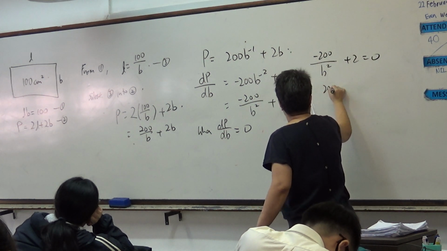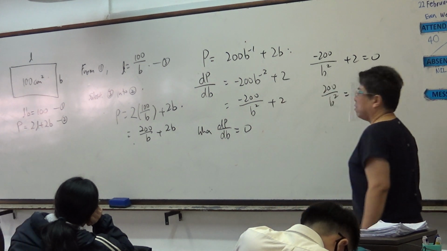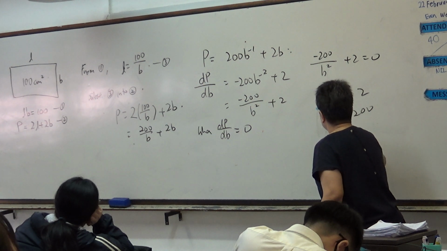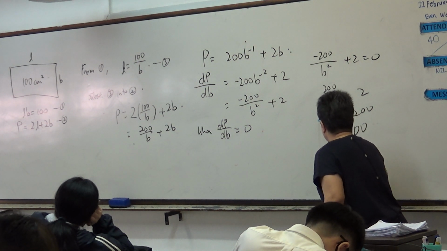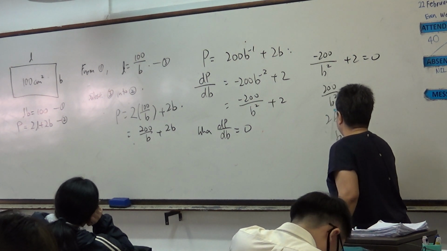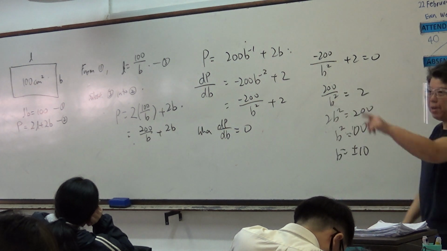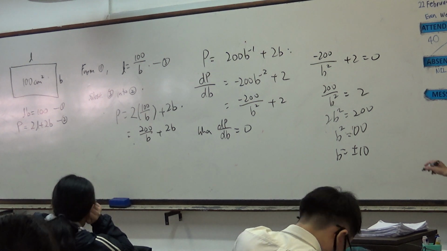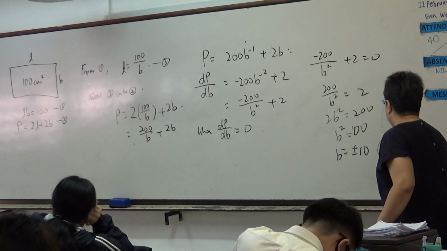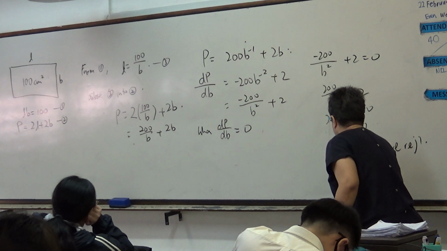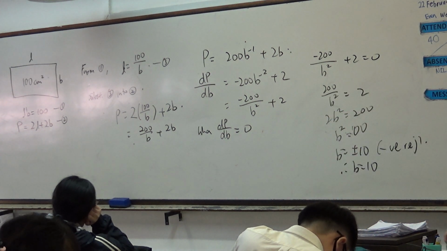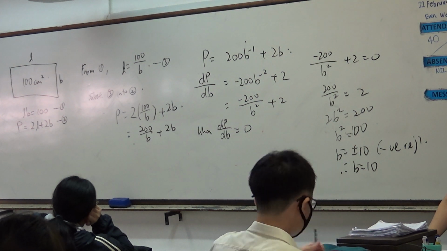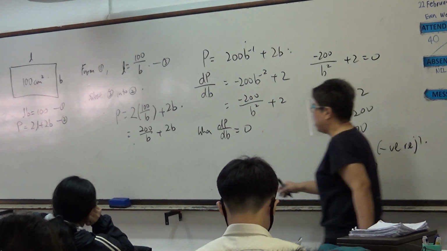So, 200 over B squared is 2, correct? So 2B squared is 200. B squared is 100. So B will be plus minus 10, right? But can B be negative 10? Why no? Because it's a length. Okay. So negative rejected. Therefore B is 10. Everybody clear? Therefore B is 10. Am I right to say that? Yes or no? Okay. B is 10.